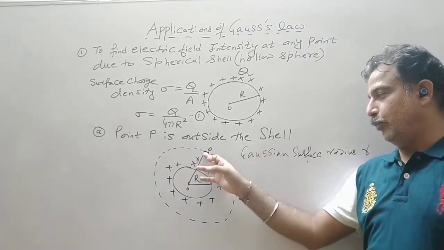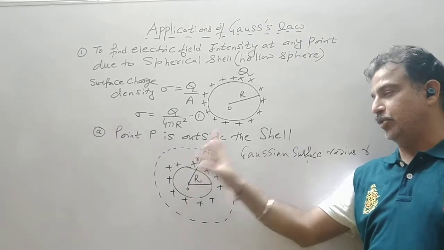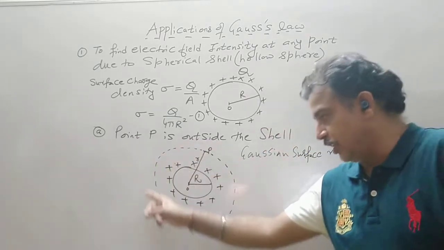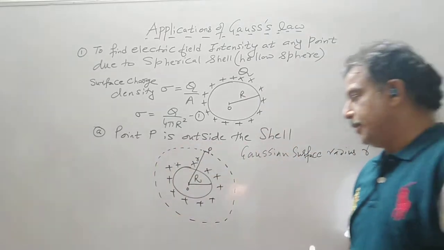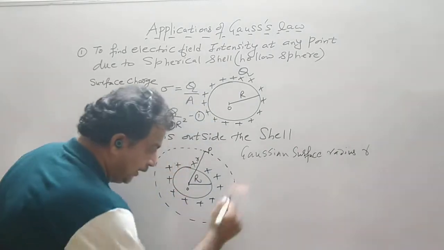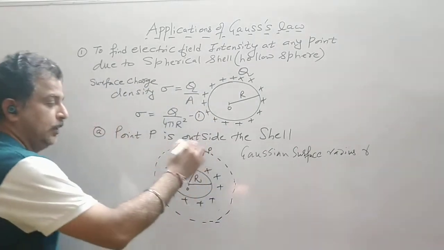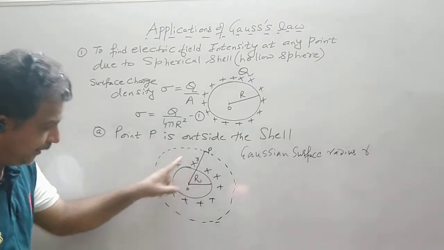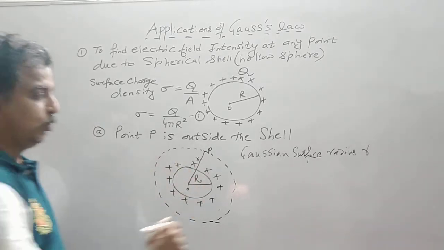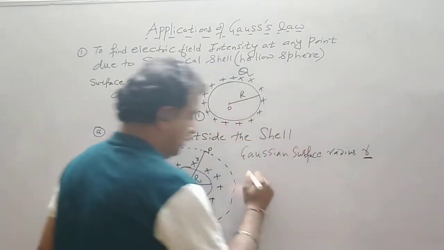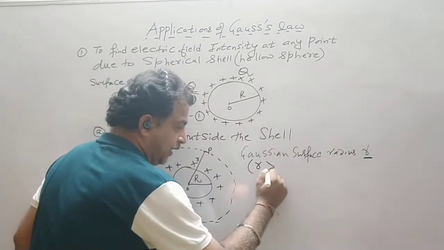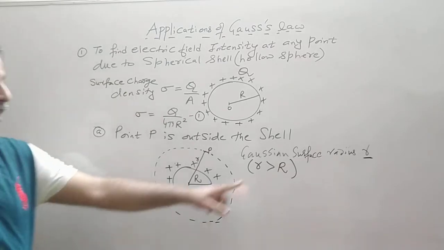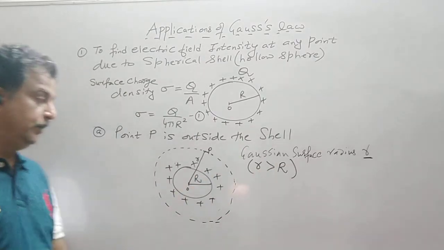So we have taken the point P whose distance from the center is small r. Now we have taken the Gaussian surface. This is a spherical Gaussian surface and the point P lies on this surface. Now electric field lines are radially outward. So we have a Gaussian surface of radius small r, and small r is greater than the capital R, meaning we are outside the shell.